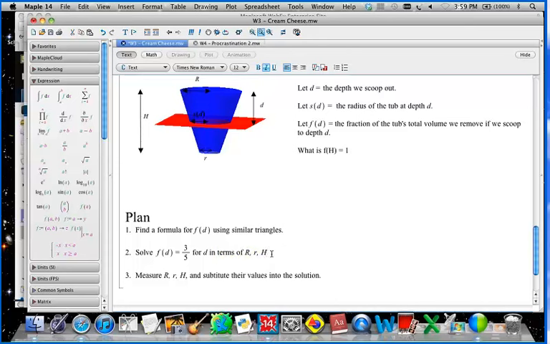Now, if you're in a grade 12 calculus class, you can just do it like this. If you're in a grade 11 class, I recommend giving these hard values and not treating them as parameters. So then we'd just be dealing with one variable here. Finally, we measure these things and we're going to substitute them into the solution. That's the plan.